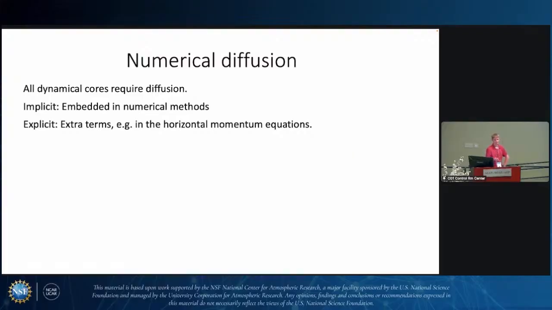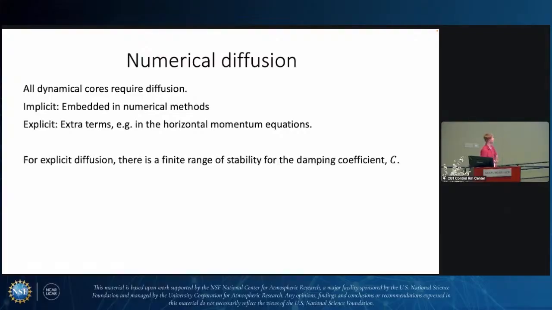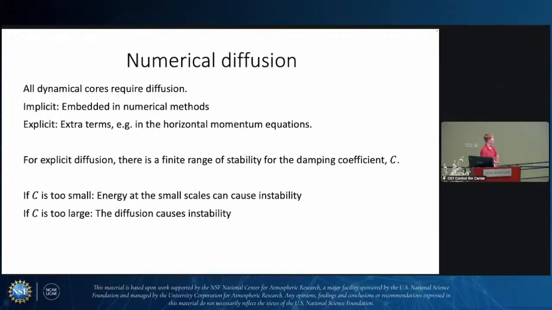So there are a couple of key features when you apply diffusion explicitly. So the first is that there is a range of stability for your coefficients. So I'll just call these C for the moment. So there are two factors to this. Firstly, if your diffusion coefficient is too small, then you can have instability because you're not damping the small scales enough. However, on the other hand, if you make your coefficient too large, you can actually introduce instability from the diffusion itself. And it's the second feature that we'll look at in this talk and do stability analysis to get some bounds for this coefficient.